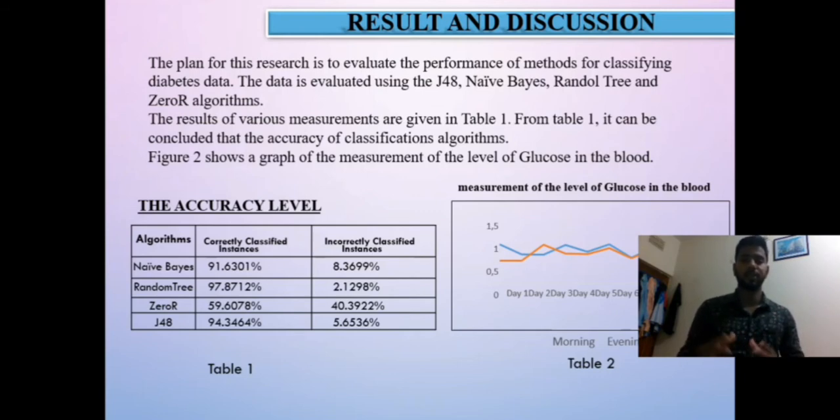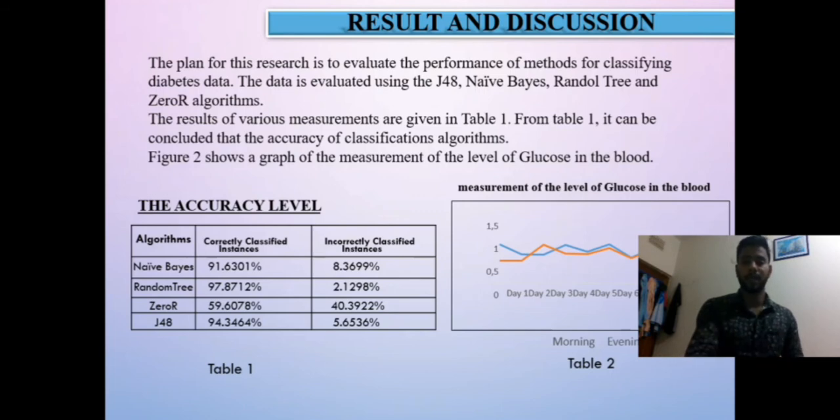The data is evaluated using different algorithms. If we look at table 1, the accuracy level, here is the algorithm, here is the correctly classified instances, and here is the incorrectly classified instances. If we look at this example, random tree, the correctly classified instances are 97.871%. The incorrectly classified instances are 2.1298%. We can understand that there is a huge difference between correctly and incorrectly classified instances.